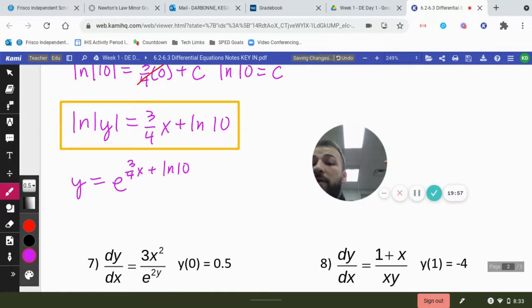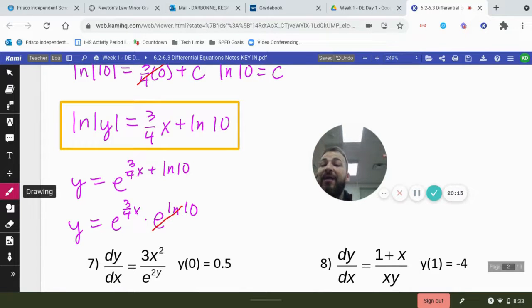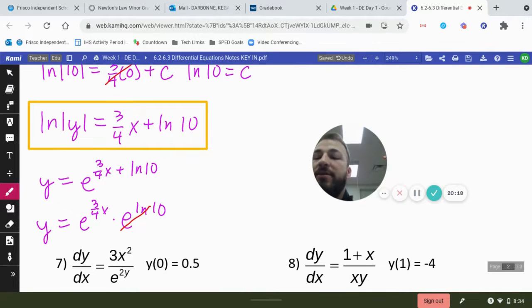From here, I can separate that out into y is equal to e to the 3/4 x times e to the natural log of 10. Now, I'm not going to get e to the 3/4 x to cancel out, but I am going to get e and my natural log here to cancel out. And so that 10 ends up then just being a constant multiplied. So for our final answer, we get y is equal to 10 e to the 3/4 x.